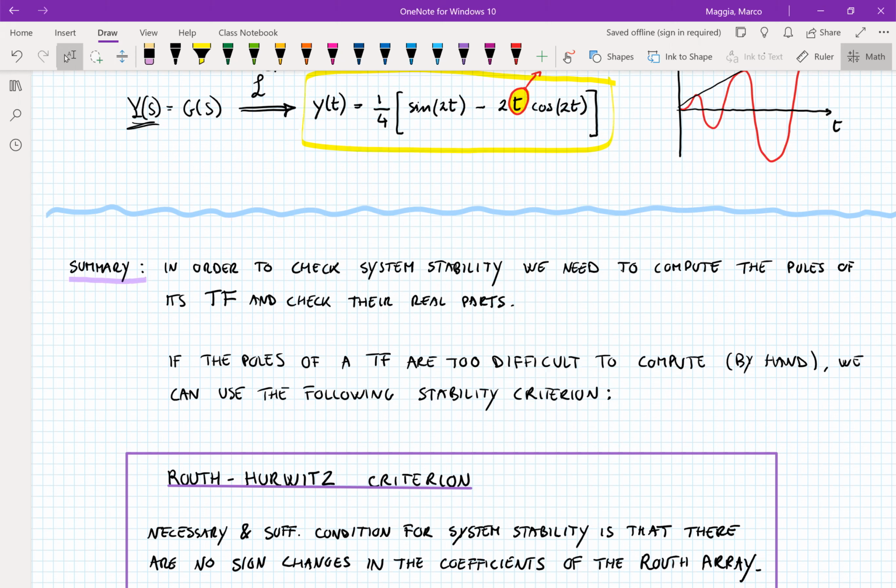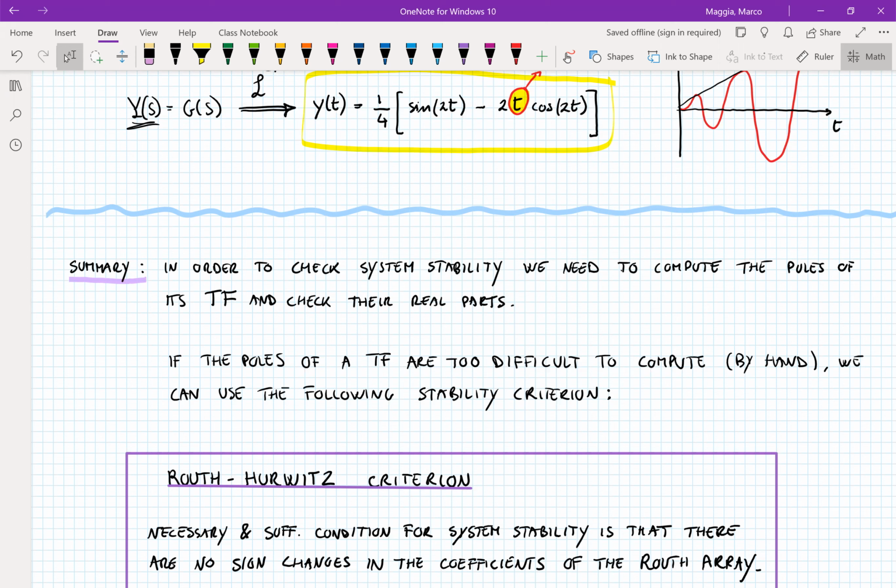Now, sometimes the poles of a transfer function are quite difficult to compute. And this comes from the older days, because now with MATLAB, it's really easy to find the roots of an equation, even of a very high order. But you have to remember that sometimes you might just want to find the stability of the system. And let's say you don't have a computer with you, or you just want a quick analysis of a system, you might want to have other tools available with you.